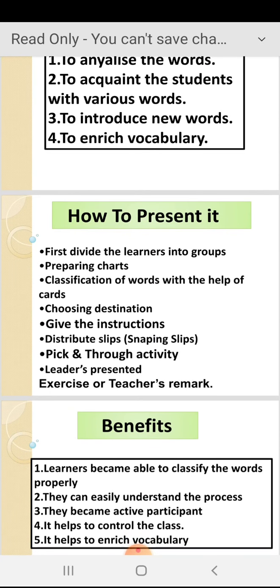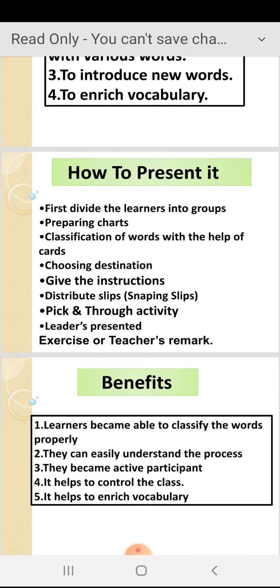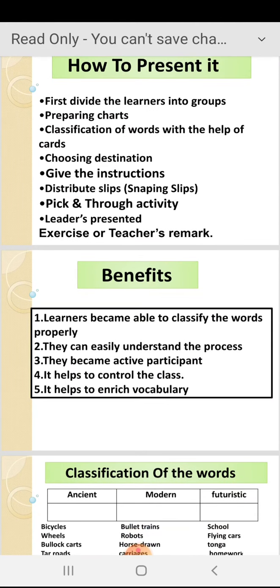First, divide our learners into groups, then prepare charts, then classify the words with the help of cards. Afterwards, we have to choose a destination, then give the proper instructions, then distribute the slips, sticking slips between the students. Pick and throw activity, and then leaders have to come ahead and present it.